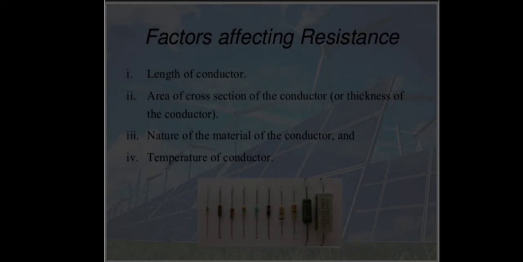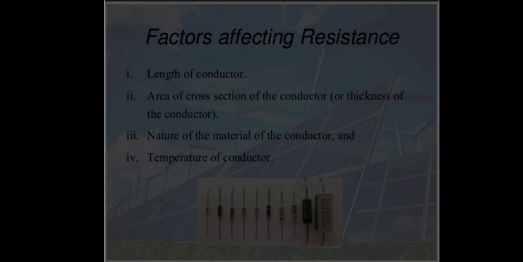Now the third part is the nature of the material of the conductor. It is very important, and the resistance of the conductor also depends on the nature of the material. If the nature of the material is different, then the resistance is also different. And the fourth is temperature of the conductor. The resistance of all pure metals increases on increasing the temperature and decreases on decreasing the temperature. So it is similar to the first one, directly proportional.